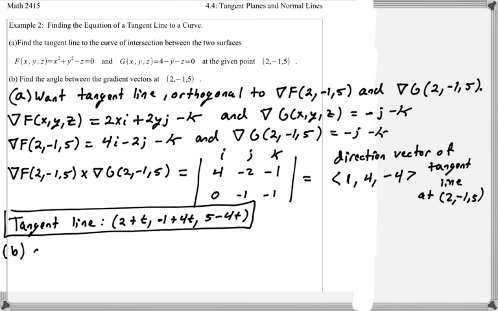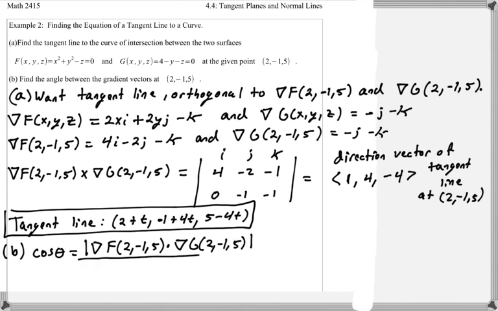Okay. Part B, we want to find the angle between the gradient vectors. So it's kind of like finding the angle between two planes; you find the angle using the absolute value of the dot product of the gradient vectors. So that's what we're going to do there. We're going to find the acute angle, so we're going to take the absolute value.